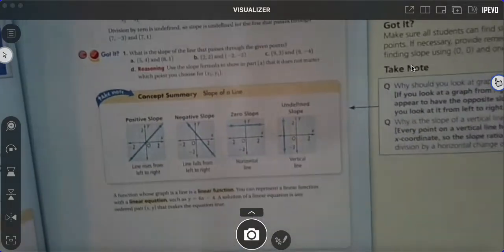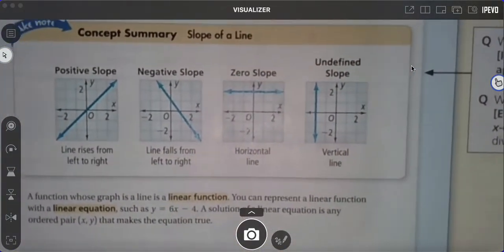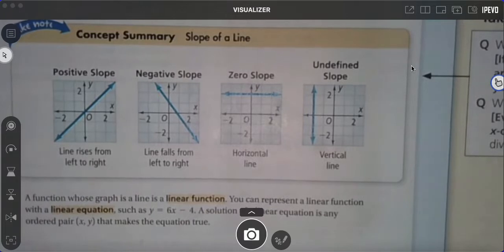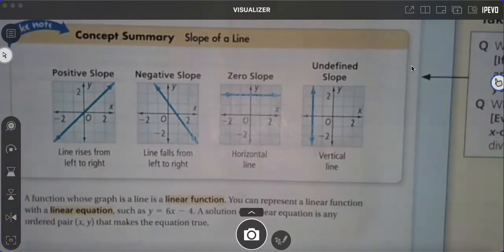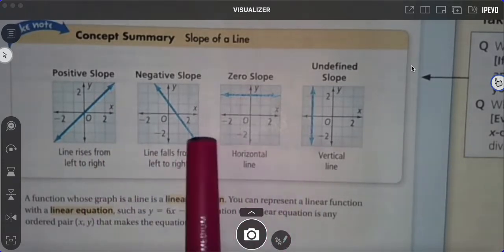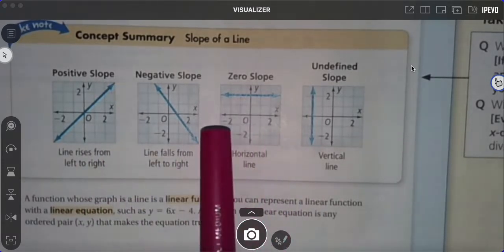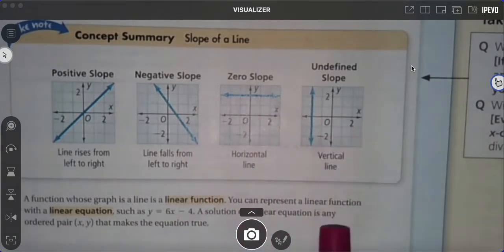If you look at the graph, we have different slopes of the lines. You have a positive slope. Remember, we read left to right. So this one's going up. That's why it's positive. This is a negative slope because it's going down. This is a 0 slope. And then this is the undefined slope.